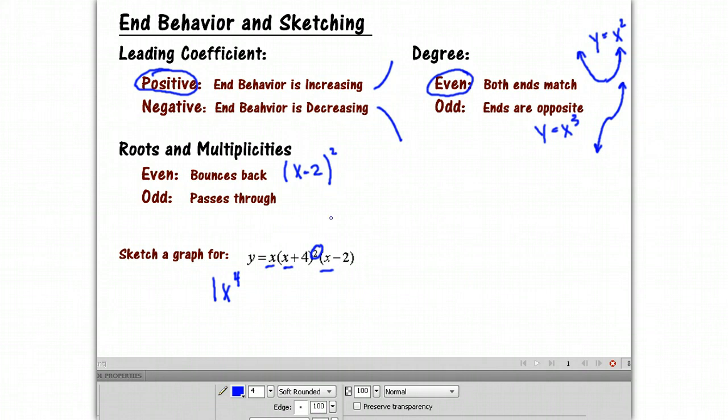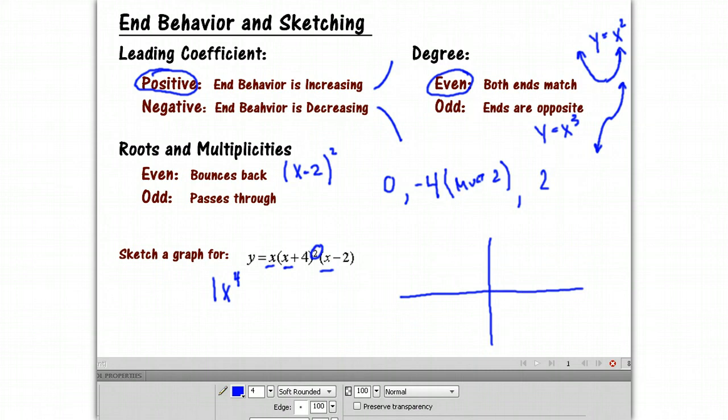And then all my roots here are 0, x plus 4 squared gives negative 4, and that's going to have a multiplicity of 2. And then my last root is 2. So we'll go ahead and just sketch a rough graph showing the end behavior. I have negative 4 as my smallest root, so let's just say that's somewhere over here. Also have 0, and then I have 2.